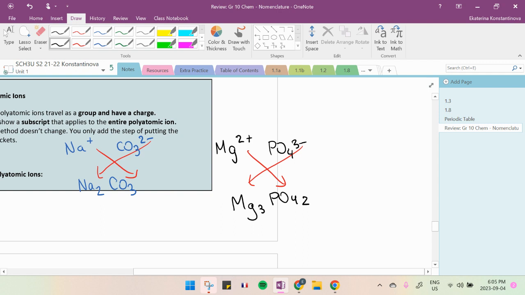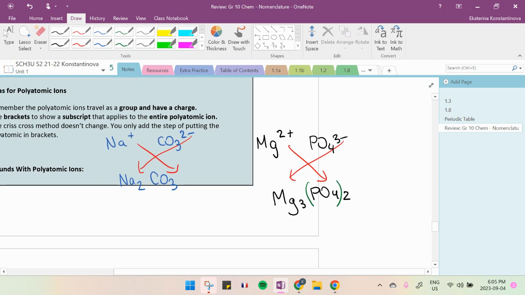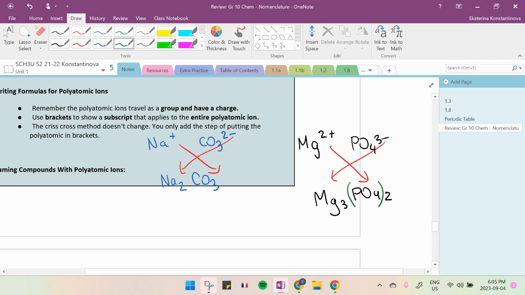And right now, if I don't have my brackets in place, it says that I have 3 magnesiums, 1 phosphorus, and 42 oxygens, which is incorrect. So this is why it's super important to put your brackets around your polyatomic ion. So we end up getting Mg3(PO4)2. So brackets are very important. Also, always check, can you simplify your subscripts? If you can, because they have a common factor, then do so, okay?